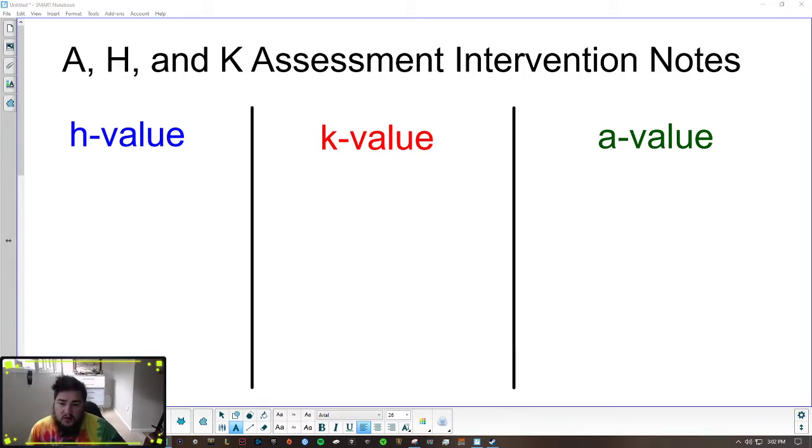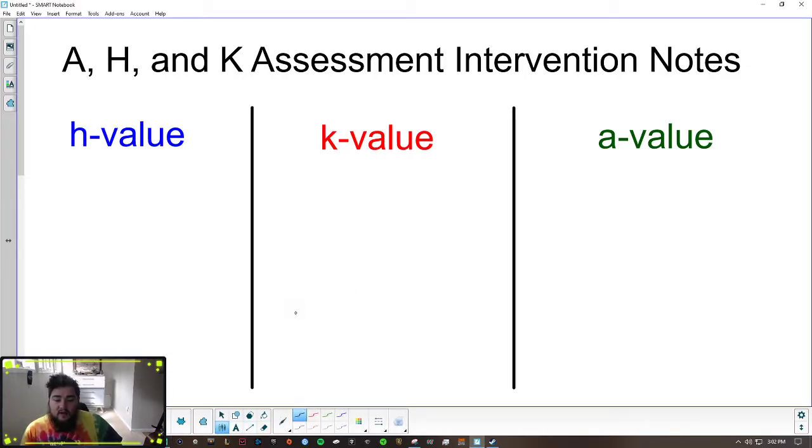So we're going to briefly review H, K, and A values, and afterwards we're going to do some practice problems, and then you'll be ready to complete the rest of the questions in this Desmos activity. So let's start off with our basic. We have our H value.